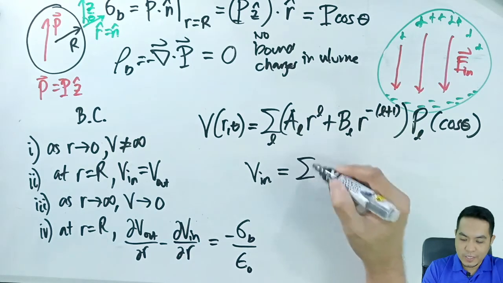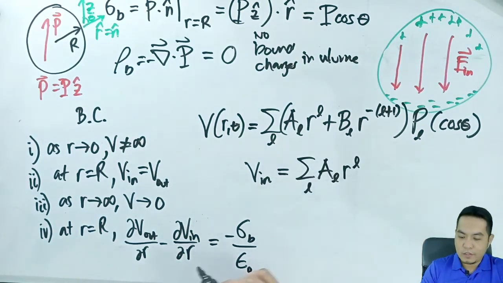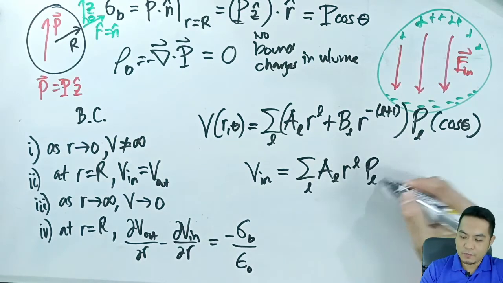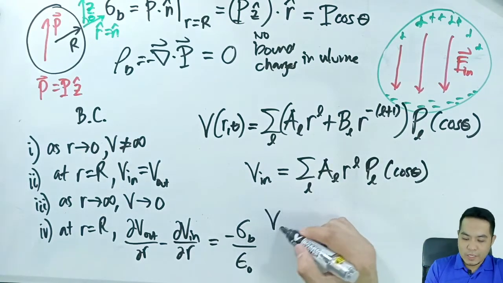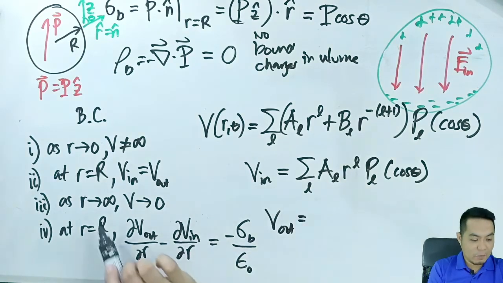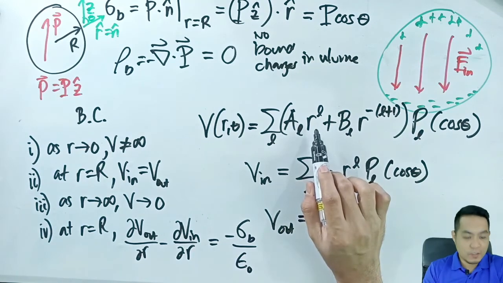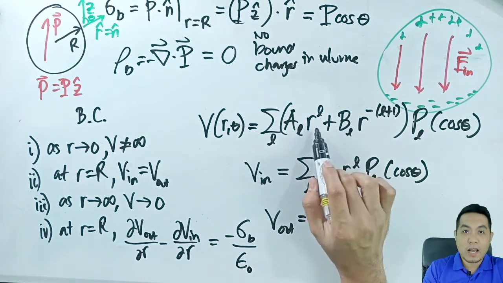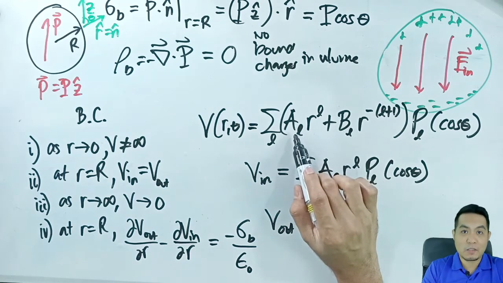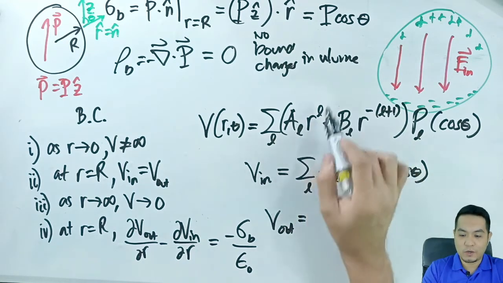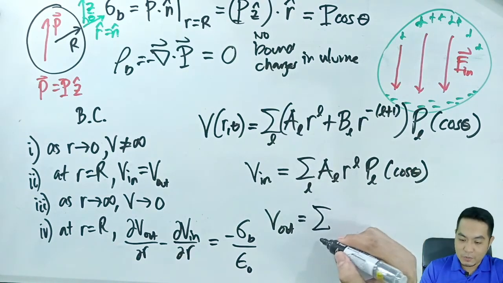So therefore, inside, this is your general solution for the potential inside. For the potential outside, we apply boundary condition 3 to this equation again. When r approaches infinity, this term approaches infinity, meaning we need to set our ALs equal to 0. So therefore, there are no ALs, only pure BLs for the potential outside.